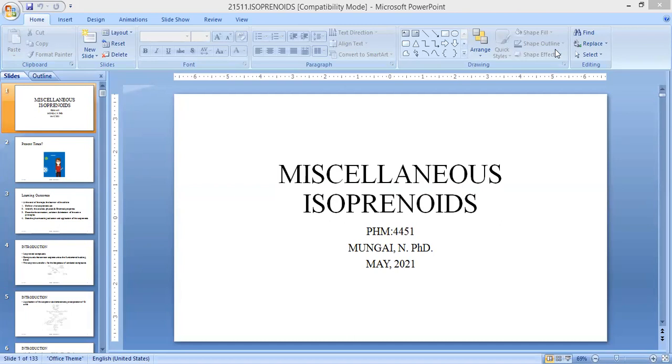Linda started us off on miscellaneous isoprenoids, Linda and Seraphine, and they covered monoterpenes and sesquiterpenes.